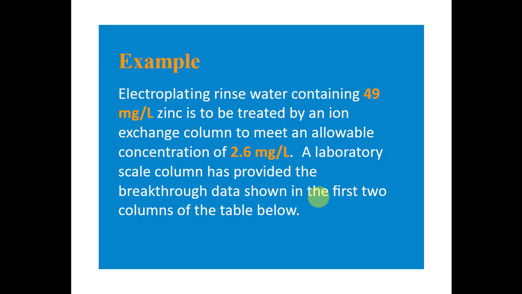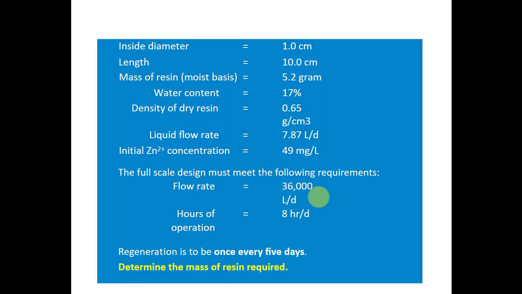Okay, this is an example. We have an electroplating rinse water containing 49 milligram per liter of zinc. This is to be treated by an ion exchange column to meet an allowable concentration of 2.6 milligram per liter, so this should be the effluent concentration. We have a laboratory scale column and provided the breakthrough data shown in the first two columns of the table below, and these are the data provided from the lab experiment.